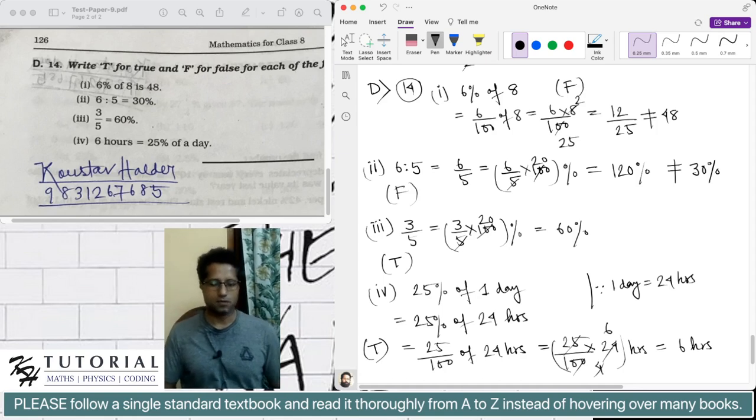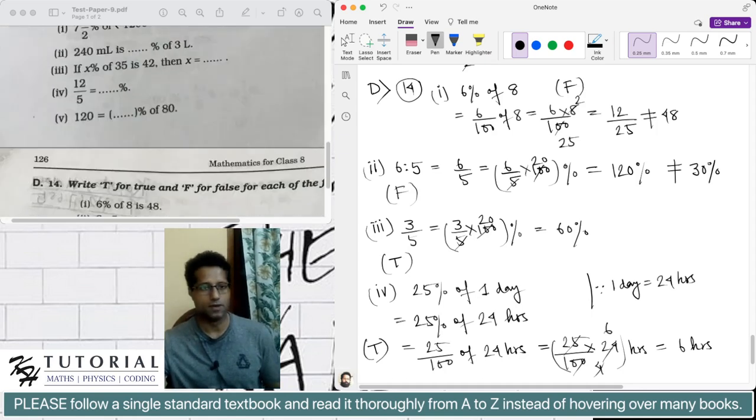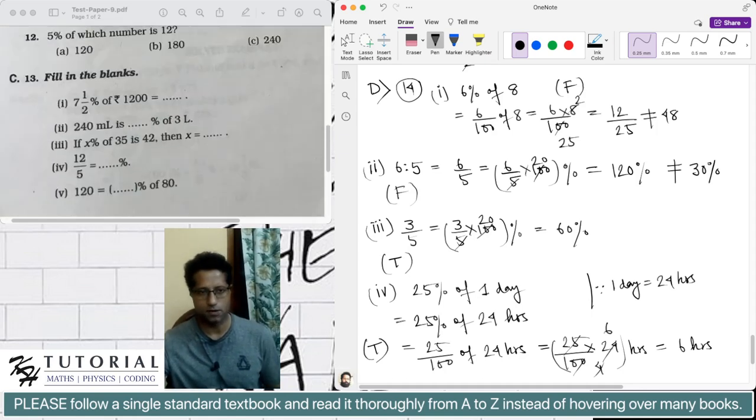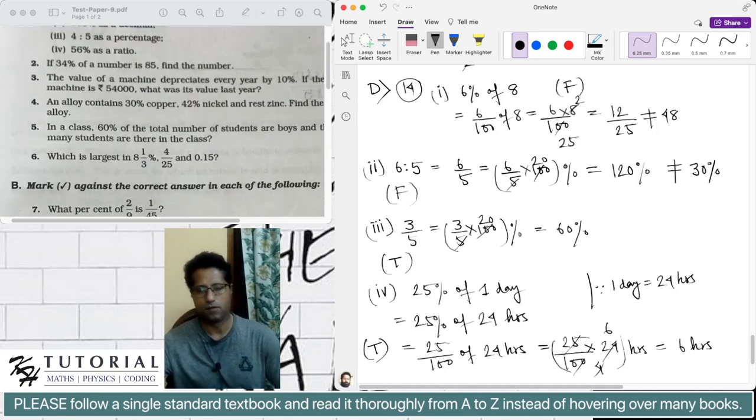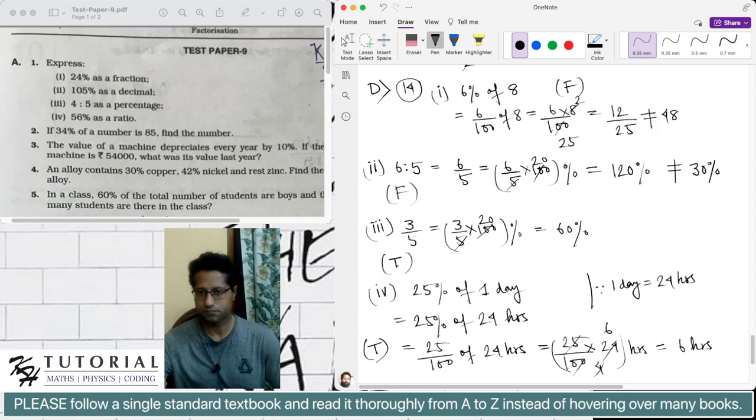So this brings to an end in solving the test paper 9 based on the chapter of percentage. These problems were not hard at all. These were just to check your basic understanding of the concepts on percentages.